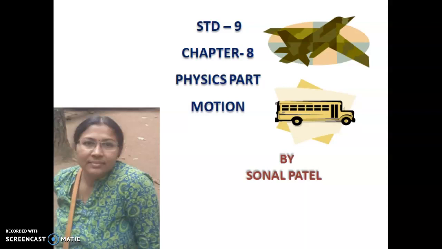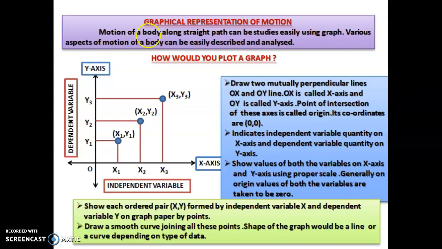Here we are going to see part 3 of chapter 8, motion. In this part we are going to see about the graphical representation of motion. So motion of a body along a straight path can be studied easily using a graph. Various aspects of motion of a body can be easily described and analyzed.